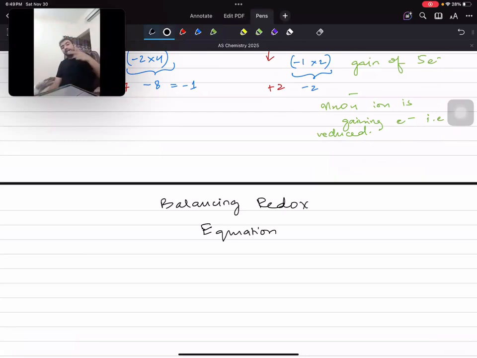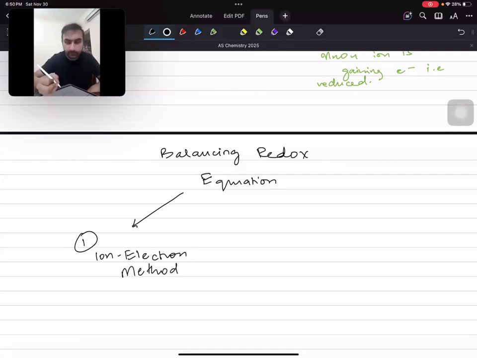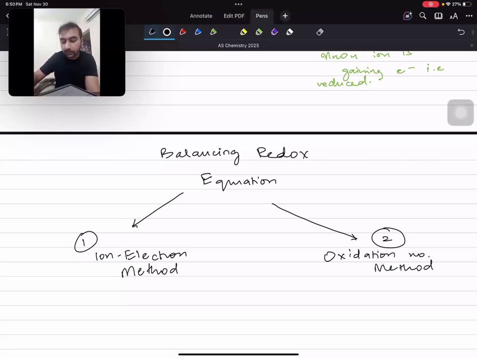We have 2 methods for balancing a redox equation. The first method we have is called the ion electron method. That is not a part of the AS level syllabus, but I will be teaching it eventually. And the second method is the oxidation number method, which I was trying to bring you towards.